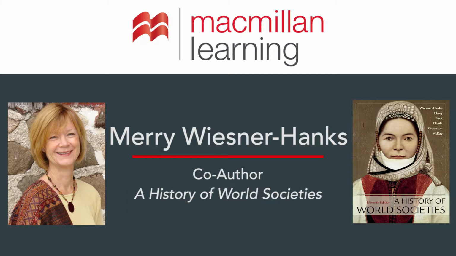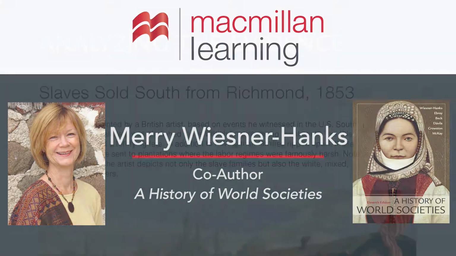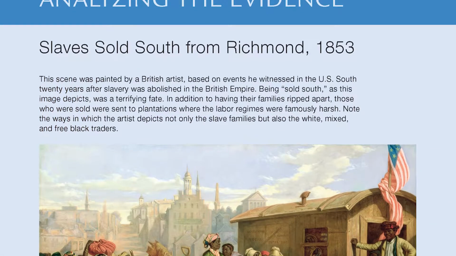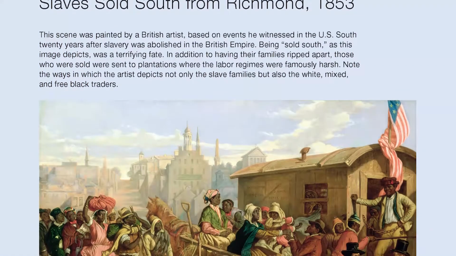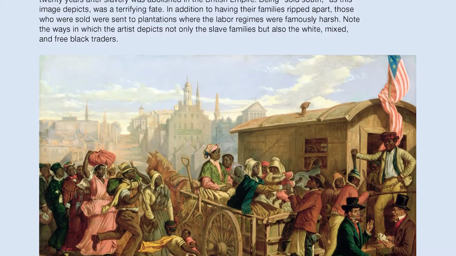In response to the growing emphasis on historical thinking skills in the teaching of history at all levels, we've significantly expanded the book's primary source program to offer a wide variety of sources, both written and visual, presented in several ways. Evaluating the Evidence, there are three of these per chapter, features an individual text or visual source. Here's one from Chapter 27, a painting by a British artist from 1853 of slaves sold south from Richmond.